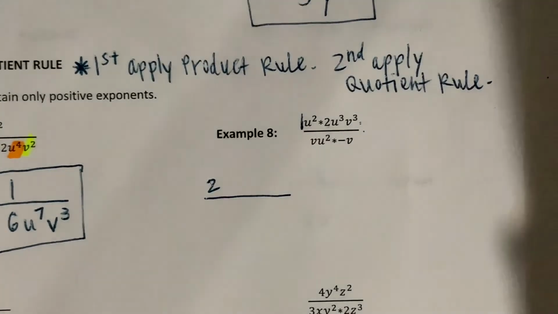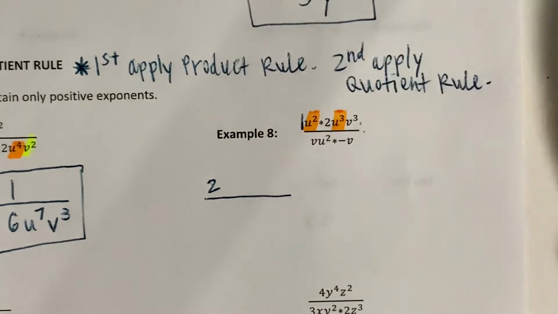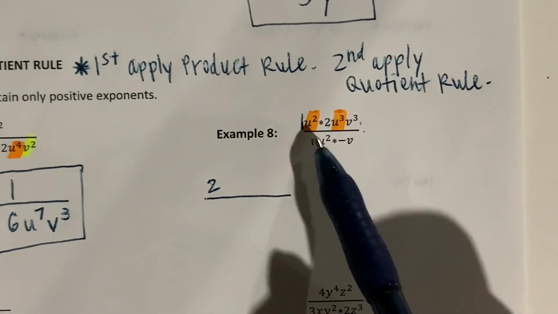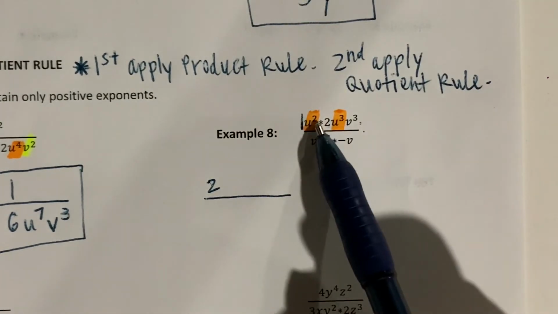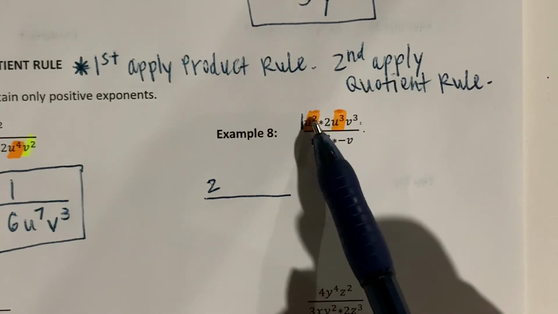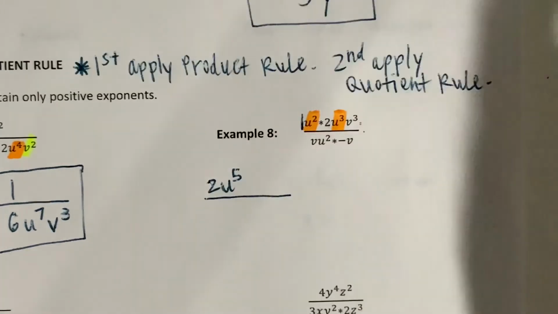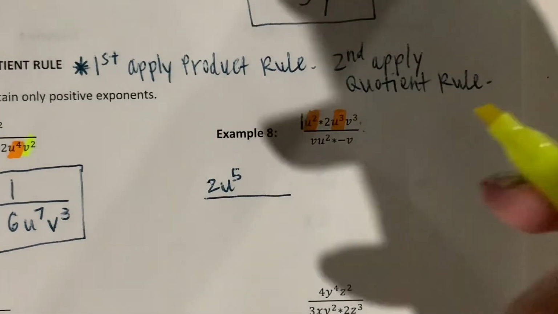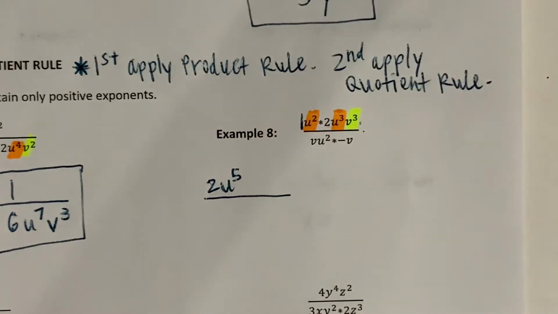Now let's look at the bases. I see that I have u squared and u to the third. So u squared times u to the third. Product rule, I will add my exponents. 2 plus 3 gives me 5. So 2u to the fifth. I'm still left over with this v to the third. So I have to add in the v to the third in the top.